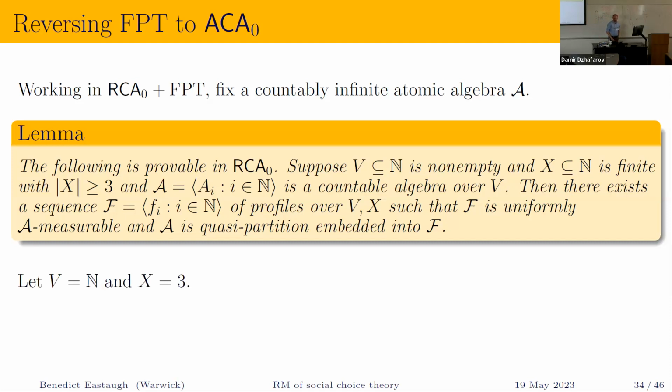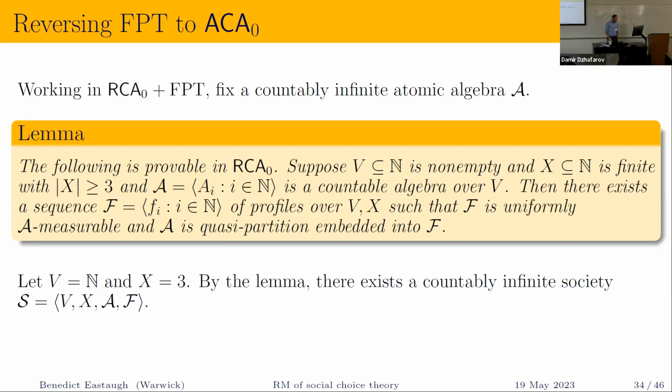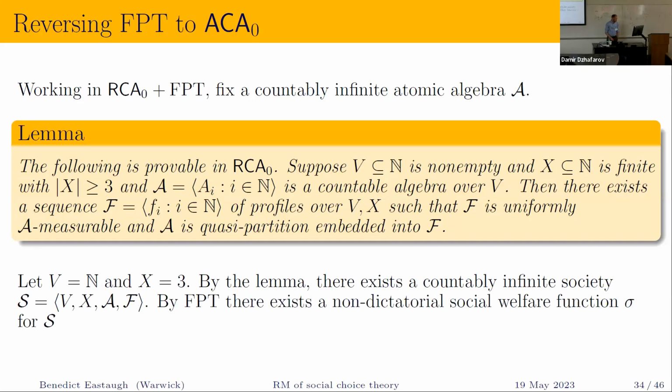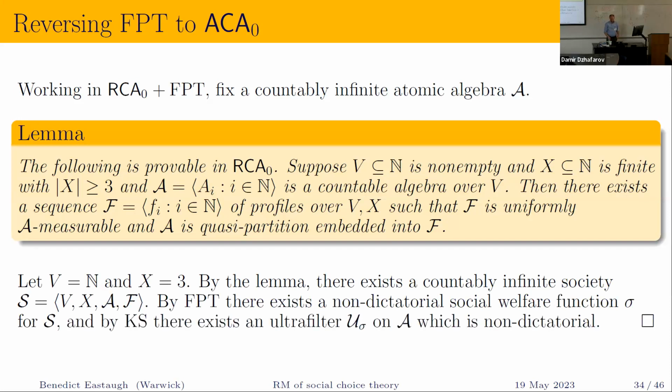Okay, and then just say, let's take V to be the natural numbers and take X to be 3. And by the lemma, we've got this countably infinite society based on our original algebra A. By FPT, we've got a non-dictatorial social welfare function. And then by KS, there's an ultrafilter. And because the social welfare function was non-dictatorial, the ultrafilter is non-principal. So that suffices to give you ACA 0. Okay, so that's the reversal.